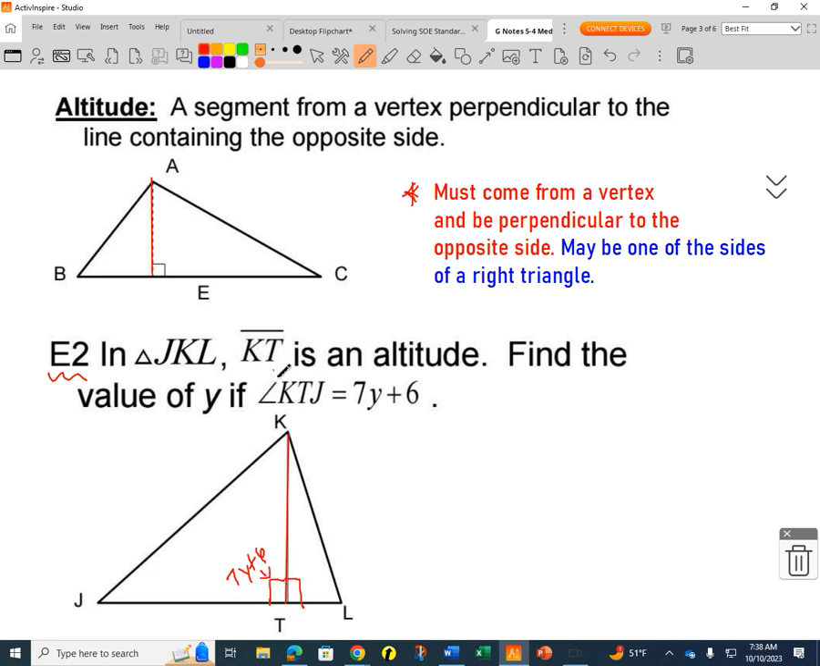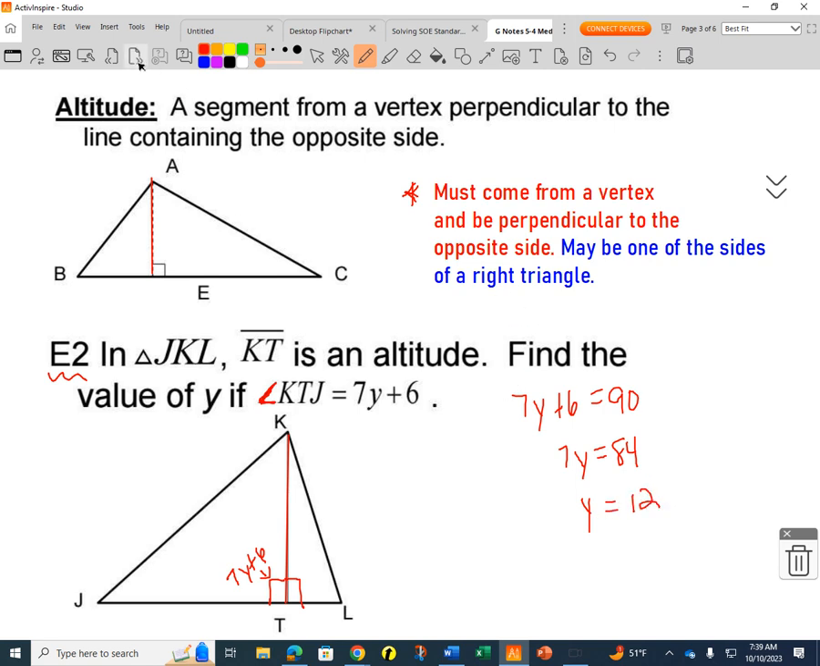Make sure you're paying attention, because this is one thing that sometimes you guys miss. This is an angle, not one of the sides. Since this altitude is perpendicular, we know this angle has a measure of 90 degrees. If this expression also represents the measure of this angle, we can set 7y plus 6 equal to 90 and solve for y. So we subtract 6 from both sides. 7y equals 84. Divide both sides by 7, and y equals 12.